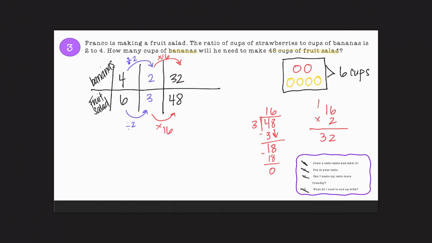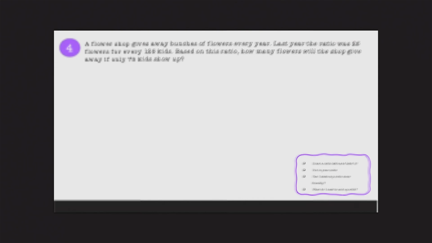So I can go ahead and write Franco needs 32 cups of banana. Oh, that looks terrible. I'm trying to be fast here and made it look a little crazy. Sorry. 32 cups of banana. All right, let's keep going.